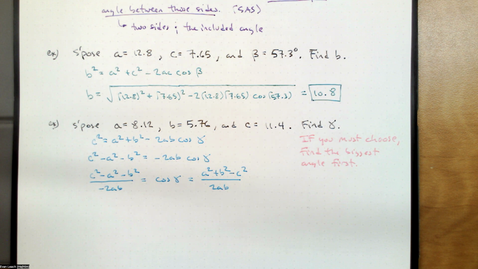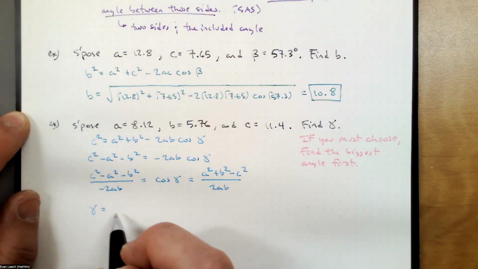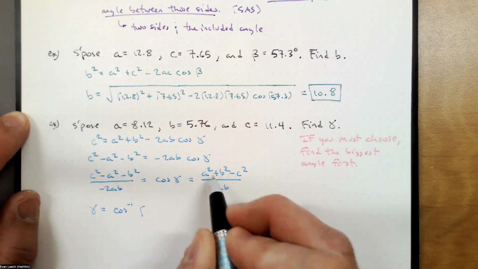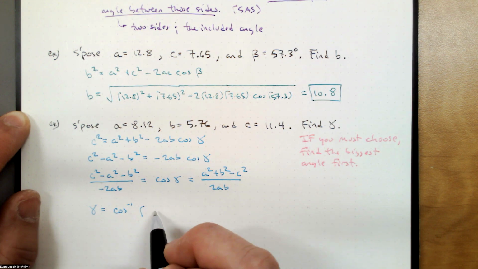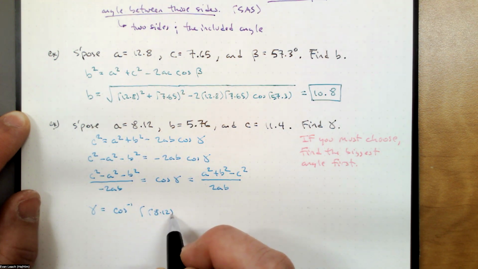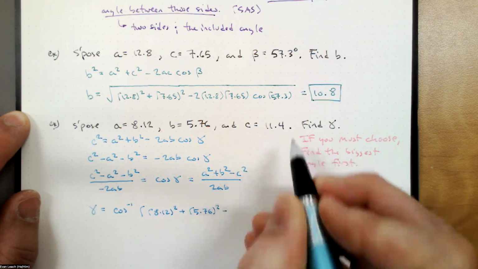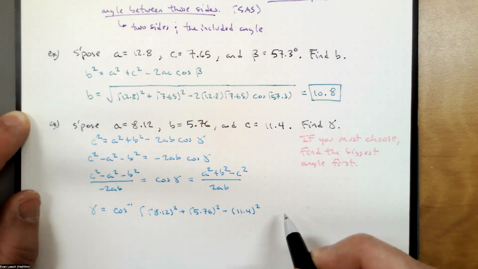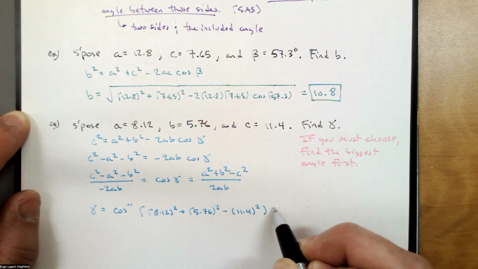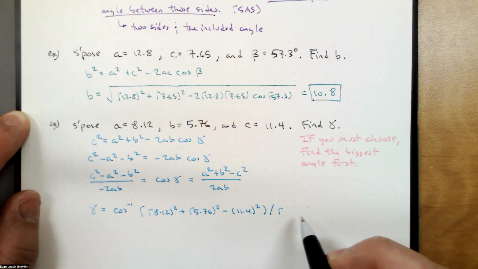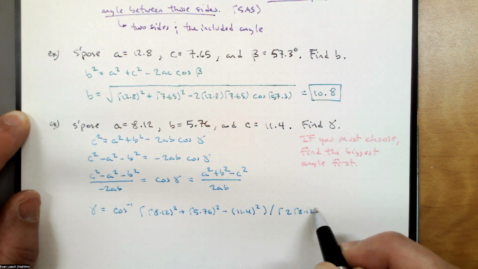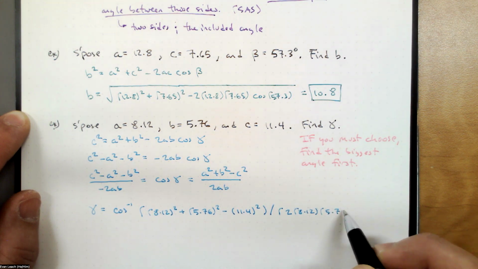The reason that I did this instead of putting the numbers in first is that I can translate this to cosine of beta or cosine of alpha. It's easy to translate to the other versions. So if I want to know what gamma is, I'll do a cosine inverse of a squared plus b squared minus c squared. A is 8.12, plus b squared. B is 5.76, minus c squared. And we'll divide by 2ab. 2, a is 8.12. B is 5.76.